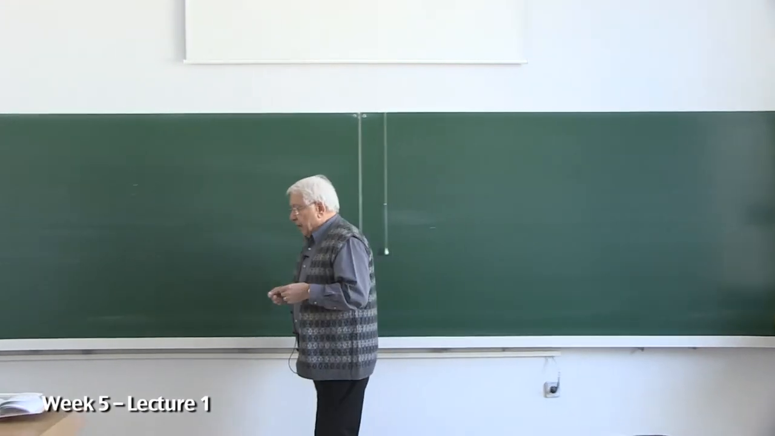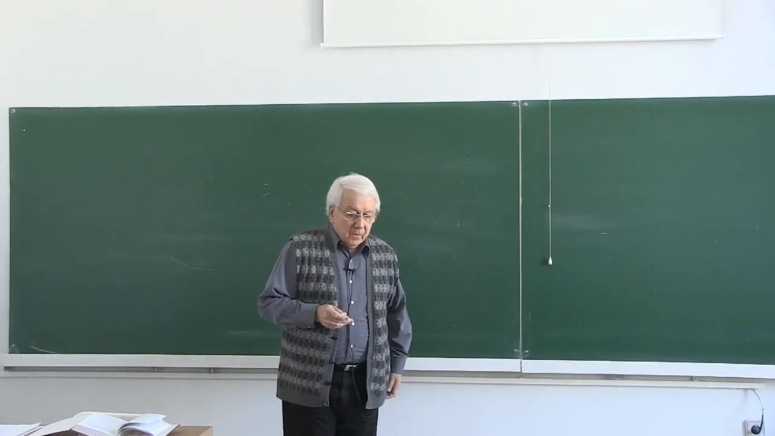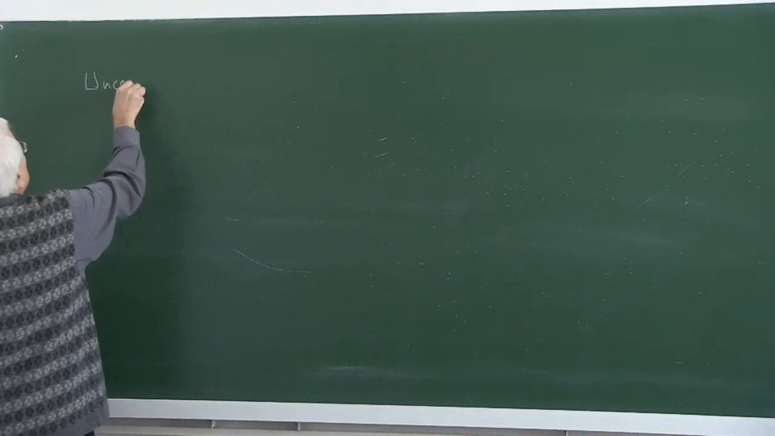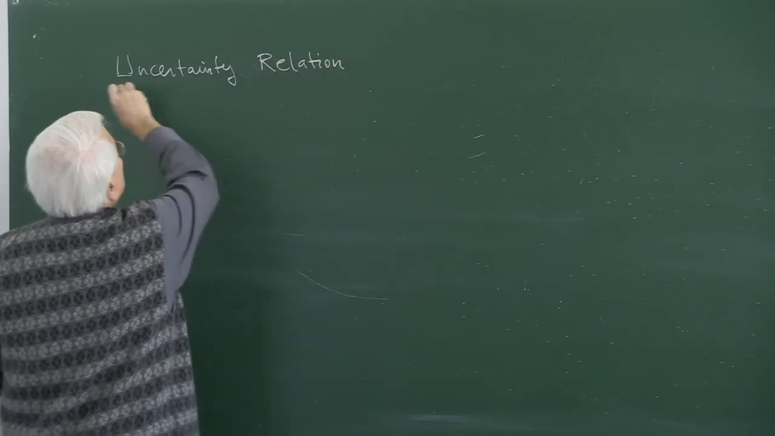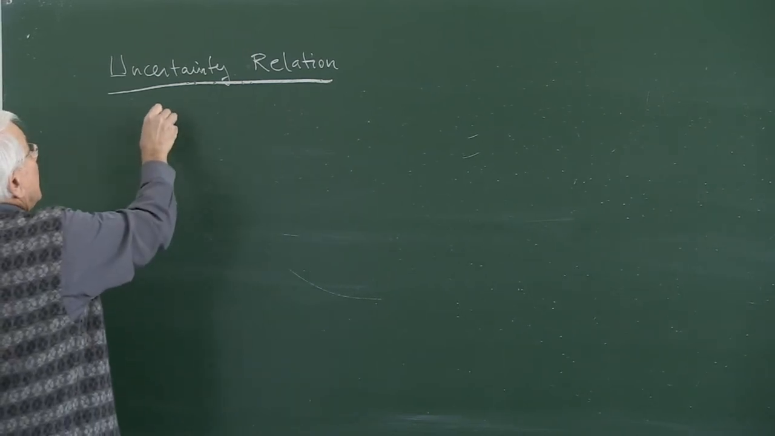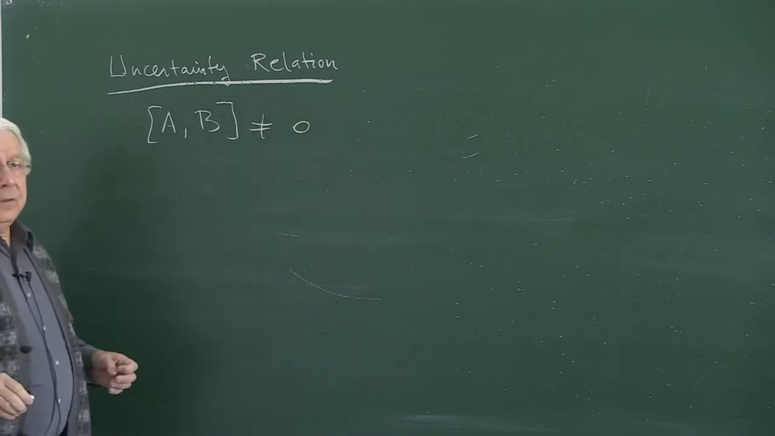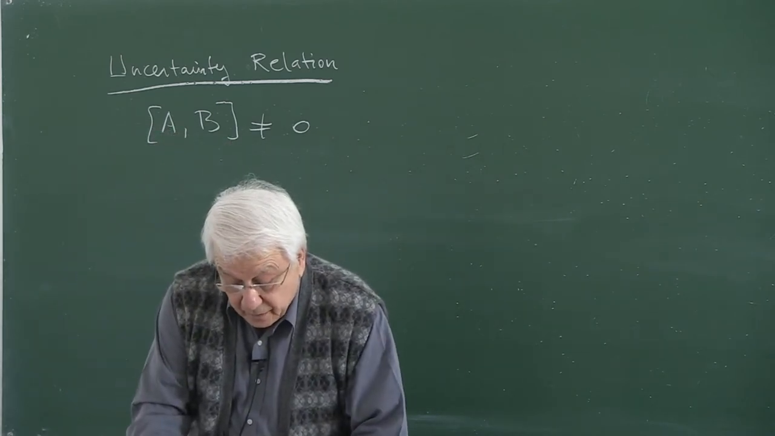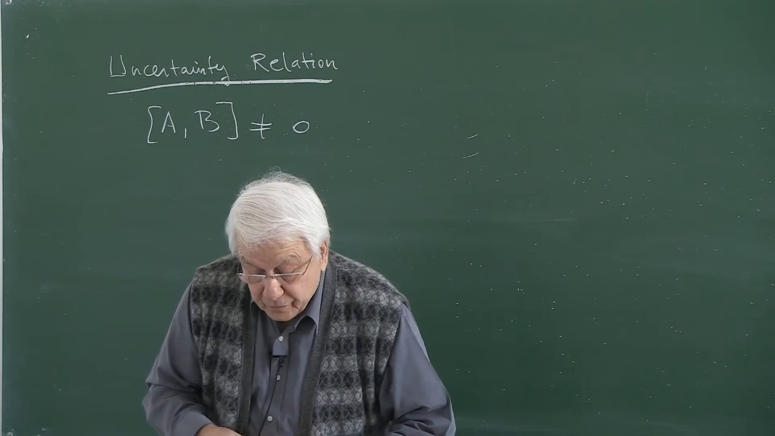Okay, let me add a few comments on the uncertainty relation that we derived last time. A few comments, because we have really finished the construction of the uncertainty relation as developed by Heisenberg. So we have two observables which are not compatible, and therefore we cannot simultaneously diagonalize them, or in other words, we cannot simultaneously measure them with precision.